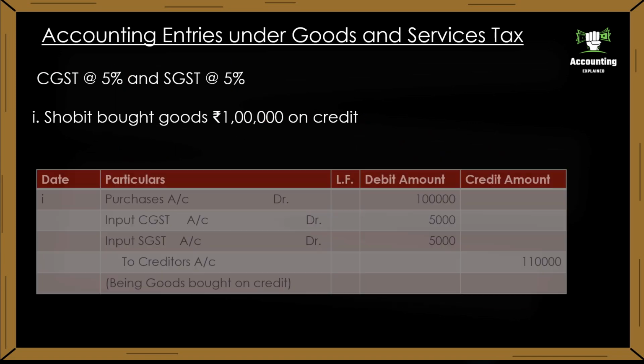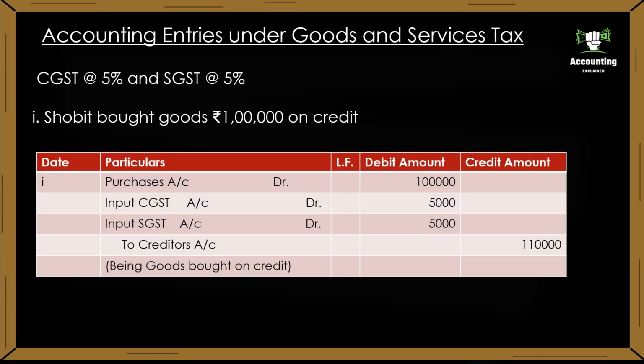The journal entry will look like this. See here, purchases account debit 1 lakh. Input CGST account debit 5,000. Input SGST account debit 5,000. To creditors, indent and right, okay, it's 2, 1 lakh 10,000. Being goods bought on credit.